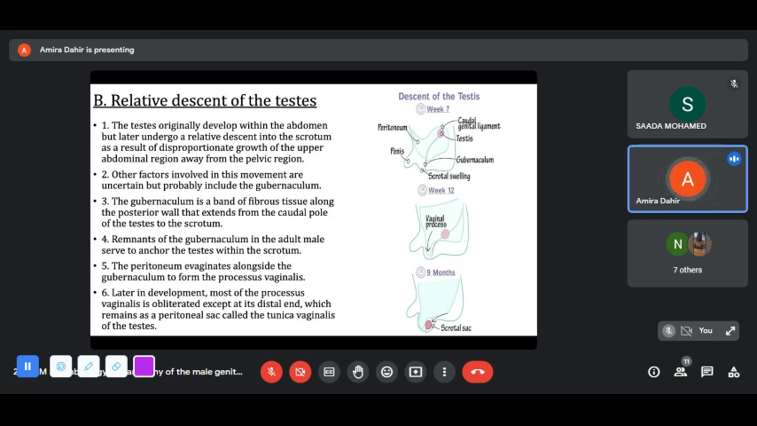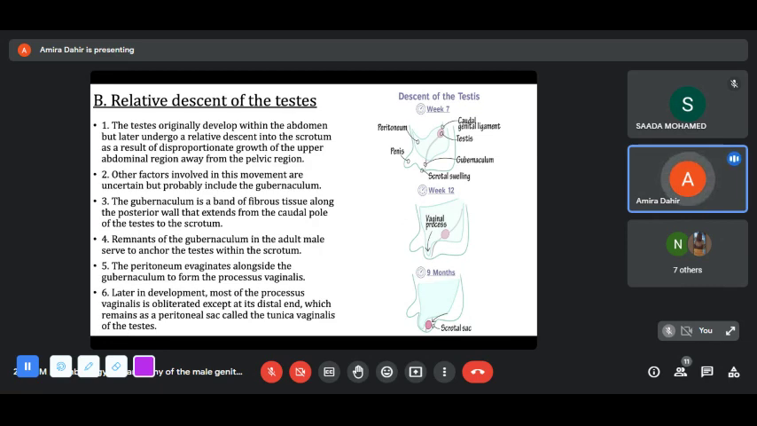So we can briefly touch upon relative descent of the testis. The testis originally developed within the abdomen, but later undergoes a relative descent away from the upper abdominal region, guided by the gubernaculum, which is a band of fibrous tissue along the posterior wall that extends from the caudal pole of the testis to the scrotum. The remnants of the gubernaculum in the adult male serve to anchor the testis within the scrotum.